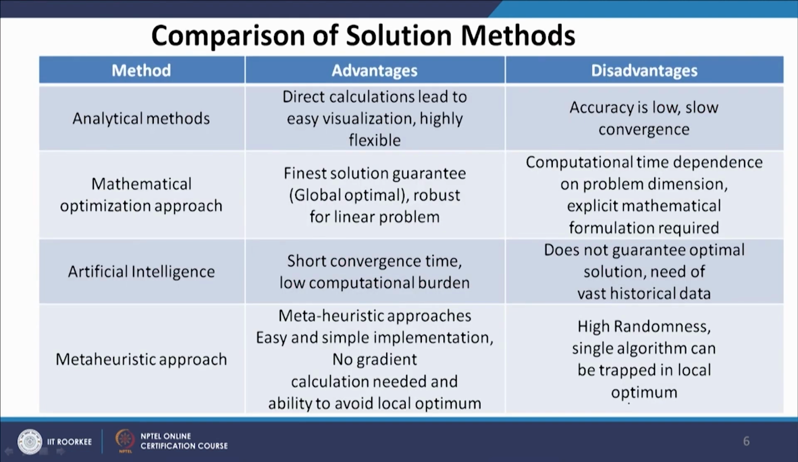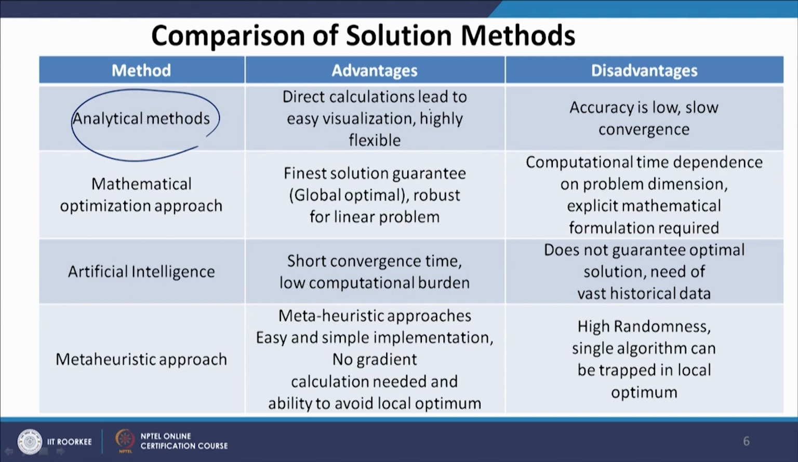Now, considering those methods, whether it is analytical, mathematical, AI, or metaheuristic techniques, there are a few merits and limitations. Let us see each case one by one. If you talk about analytical methods, the maximum advantage that we have is direct calculation leading to easy visualization, and they are highly flexible, but the main challenge is that accuracy is low and convergence is slow.